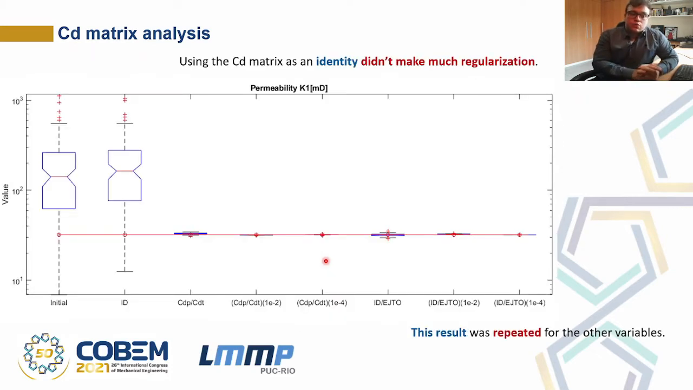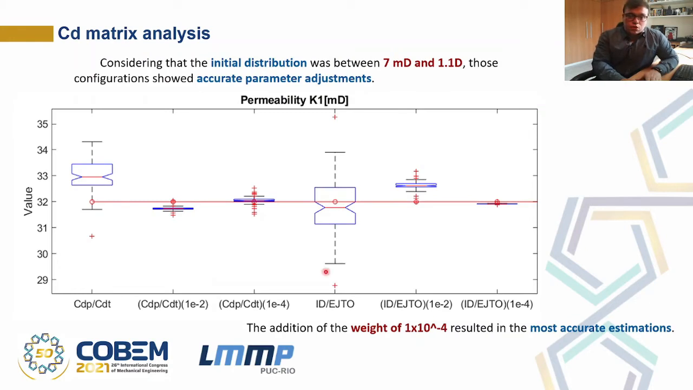Now, the first result from the CD matrix analysis is that if you consider the CD matrix as an identity, it didn't give much regularization, and this result repeats for all variables that we are looking for. Zooming in on the other configurations, we observed that all of them achieve accurate estimation, given that the initial distribution of the skin permeability ranged from 7 millidarcy to 1.1 darcy. Both configurations with the addition of weight of 10 to the power of minus 4 achieved the most accurate estimations.